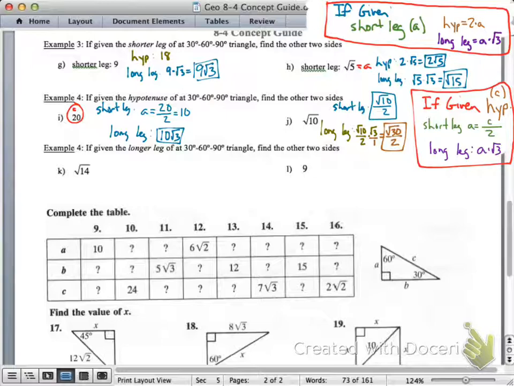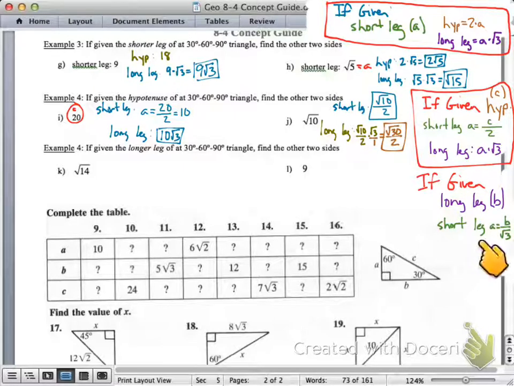All right, last piece of this puzzle. If you're given the longer leg, this is the most confusing of all of it, but the process need not be confusing. If you're given the long leg, to find the short leg, divide the long leg b by the square root of 3. Okay, to find the short leg, divide b, the long leg, by the square root of 3. So, question K here, the example.